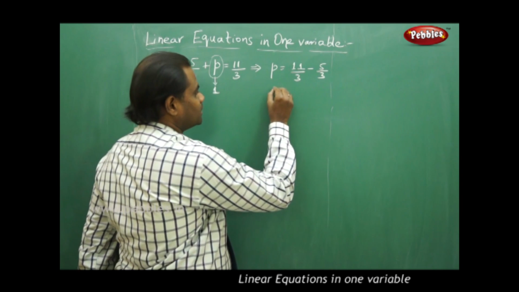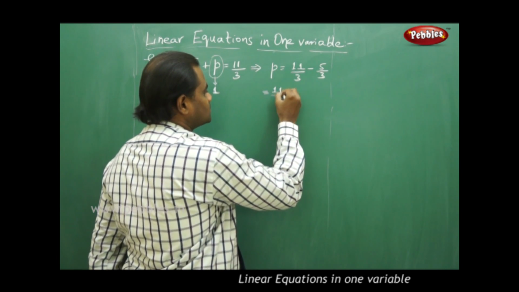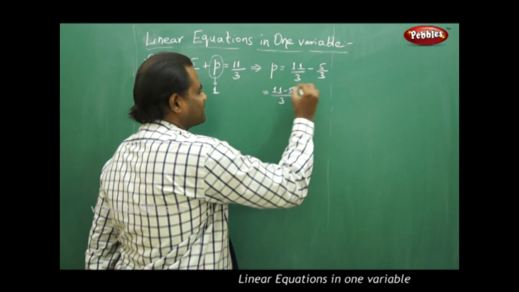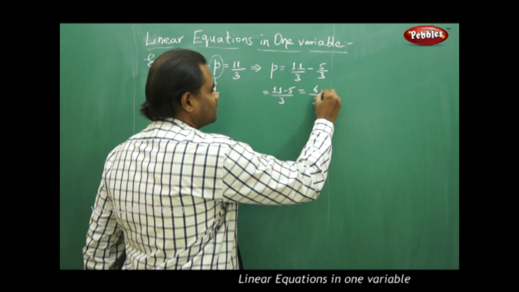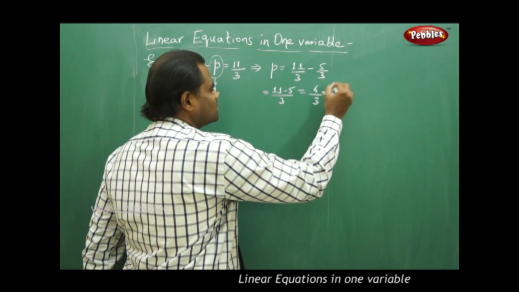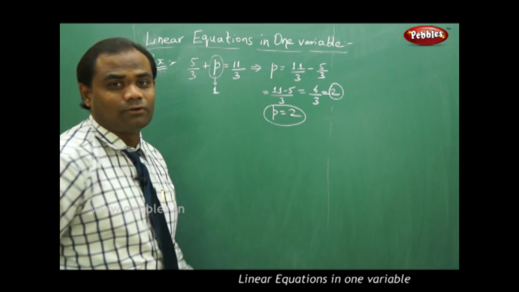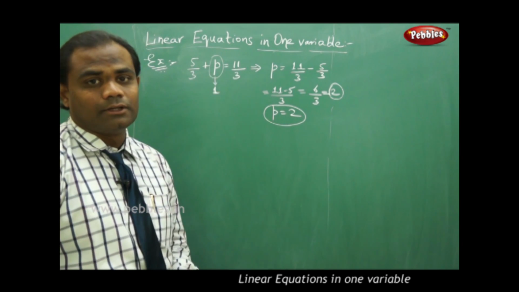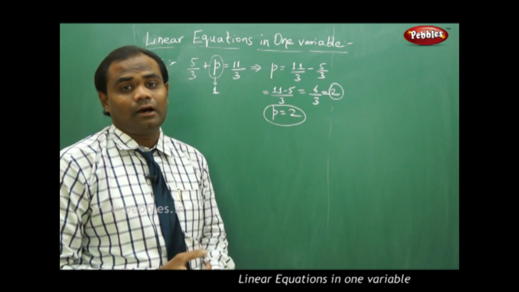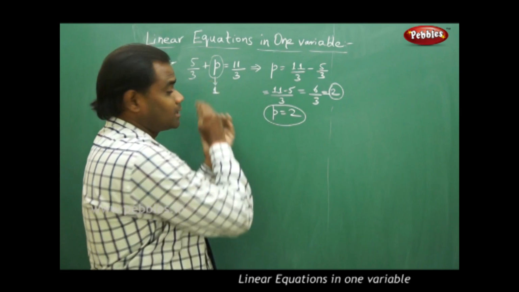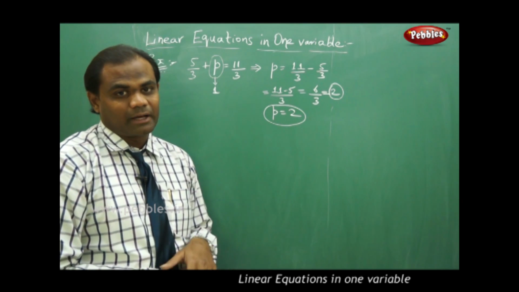So that immediately I take LCM and I get 11 minus 5. Then 11 minus 5 immediately gives me 6 by 3, which is 2. So this is the value of p, which is the solution for the given linear equation in one variable. Now I wanted to know whether my answer is correct. How do I know that p is equal to 2 is the right answer for the given equation? So this can be done sometimes by verifying.